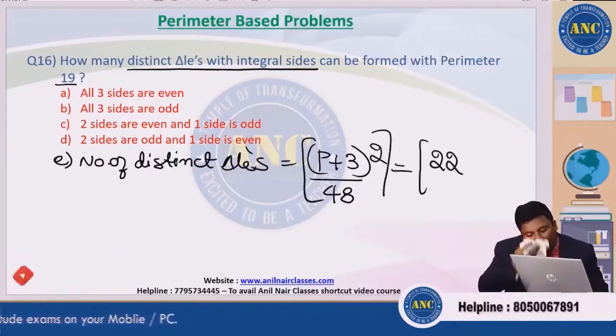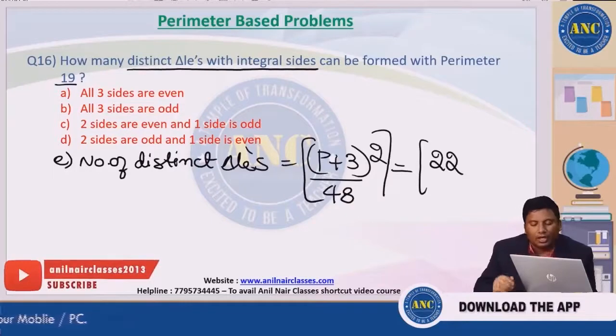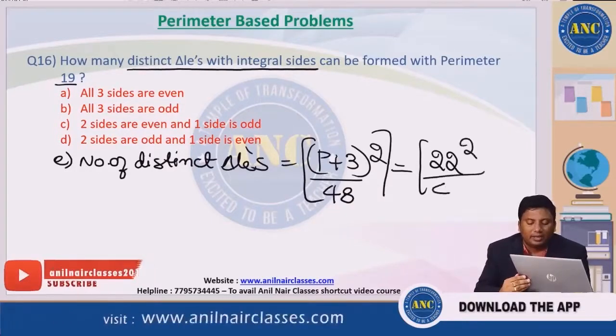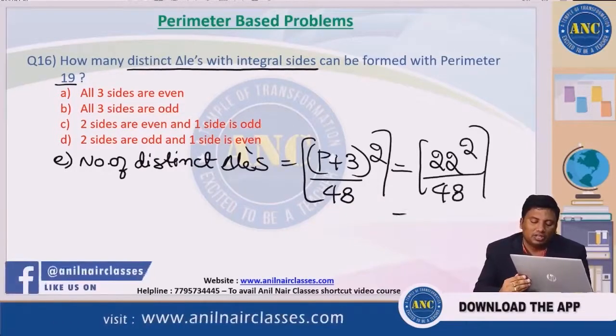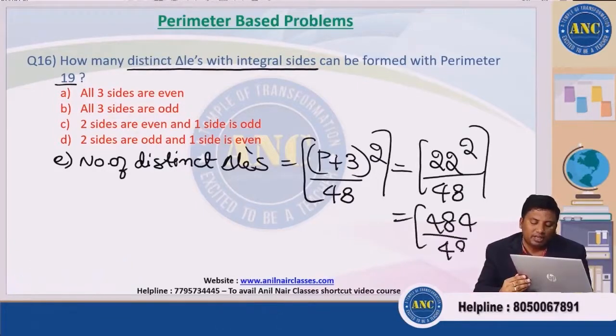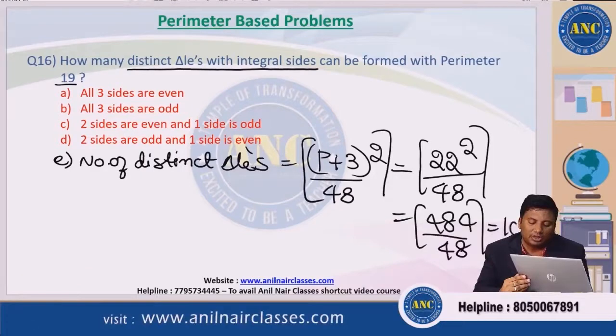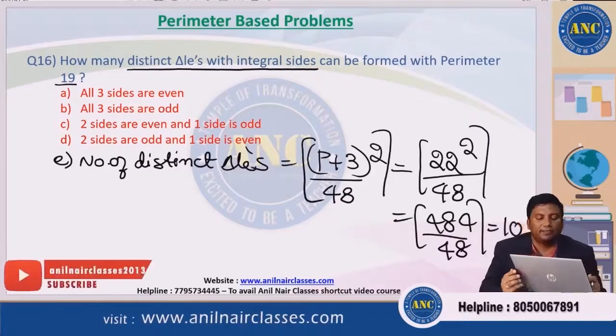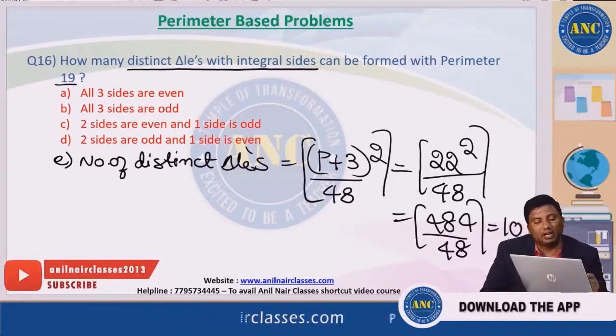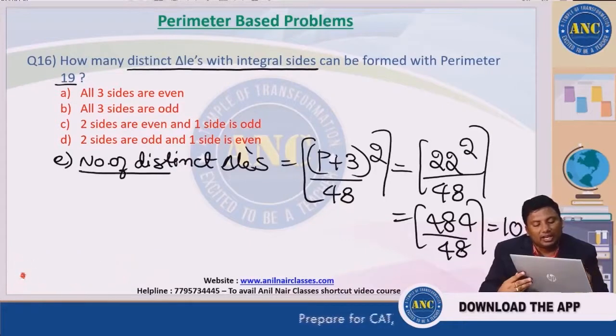22 square divided by 48. So this will become 484 divided by 48, which is 10 point something. Answer is 10. Number of distinct triangles is 10.